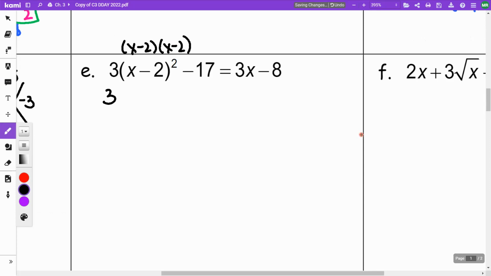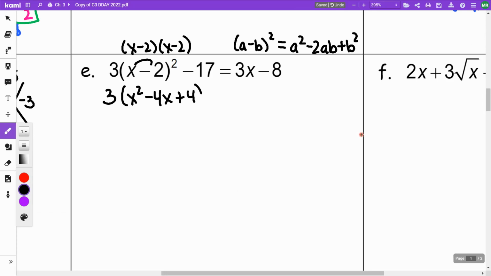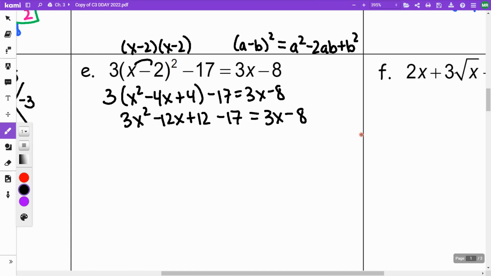Okay, which you can do in a box or FOIL, or use the formula. Remember the formula, a minus b squared, perfect square trinomial, is a squared minus twice my a times b plus my b squared. So I'm going to square my x, which is x squared. I'm going to multiply my -2 and x together and double, so that's a -4x. I'm going to square -2, which is a 4, minus 17 equals 3x minus 8. So now I'm going to distribute. So this is a 3x squared minus 12x plus 12 minus 17 is equal to 3x minus 8.